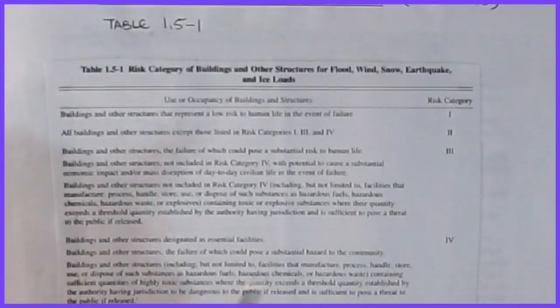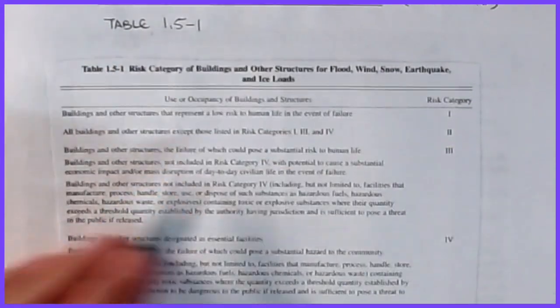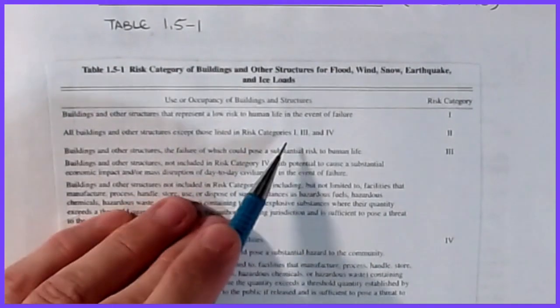Okay. We're going to skip category 2 because it's the catch-all for this. This is all buildings and other structures except those listed in categories 1, 3, and 4.